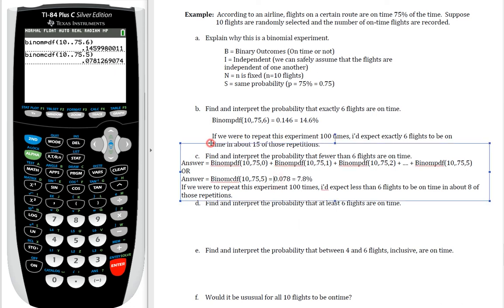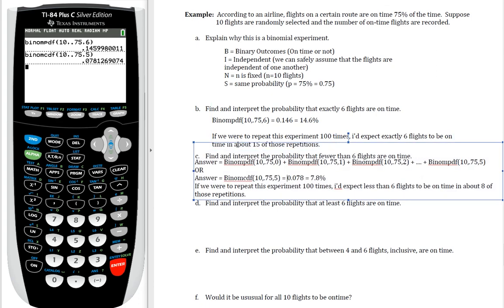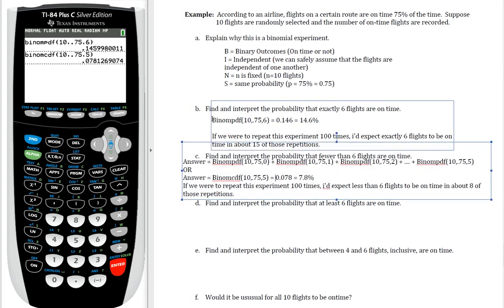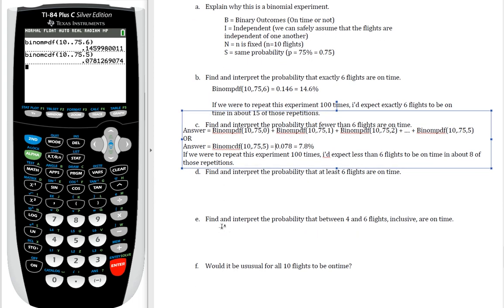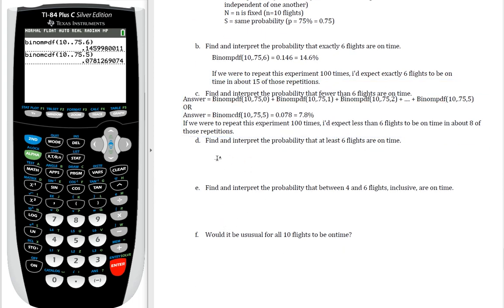All right. So far we have the first couple questions done, we have B and C. The rest of these are going to follow along the same lines, but I'm still going to go through them so you can get some extra practice and see some more examples of them. Find and interpret the probability that at least 6 flights are on time. Well, again, this can be done in a couple ways. We can do this because at least 6 means 6, 7, 8, 9, or 10.